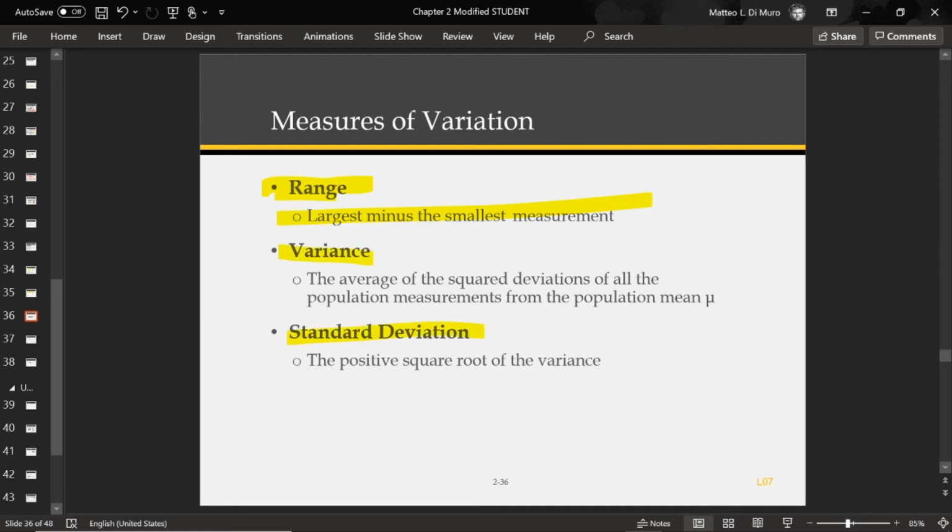Okay, so we're going to talk a lot about variance and standard deviation, and it's kind of hard to really understand them without doing some calculations, but let's try. So the variance is, this is going to be a mouthful here, the average of the squared deviations of all the population measurements from the population mean, mu. What the heck does that mean?